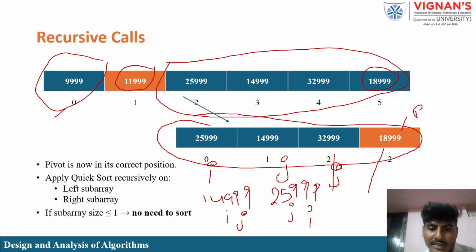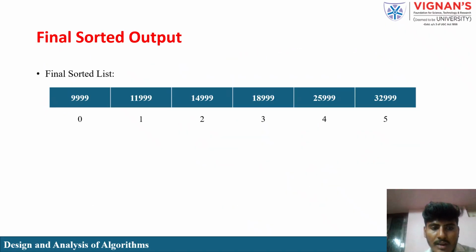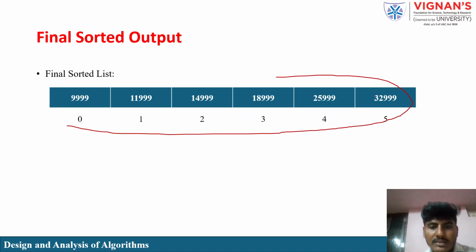The jth pointer is at index 0 and the ith pointer is at the first index. So here the ith pointer and the jth pointer have crossed, so we can swap a of i with the pivot element. After applying quicksort recursively, we get the final sorted array for the mobile phones, with the lowest price 9,999 to 32,999.